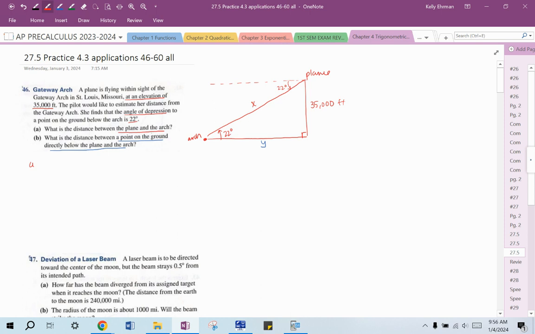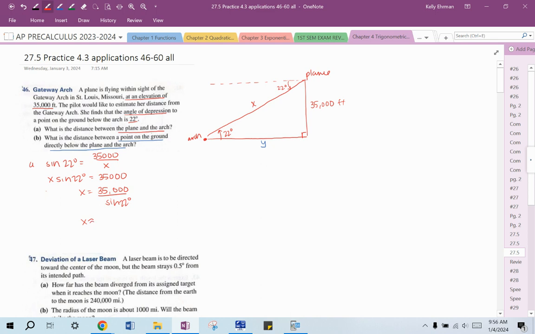I have an angle, I have opposite, I have hypotenuse. So I'm going to set up the sine of 22 degrees is equal to opposite over hypotenuse. We need to solve this for x. So you multiply x over to this side, and then you divide by sine of 22. So the exact answer for x is 35,000 divided by the sine of 22 degrees.